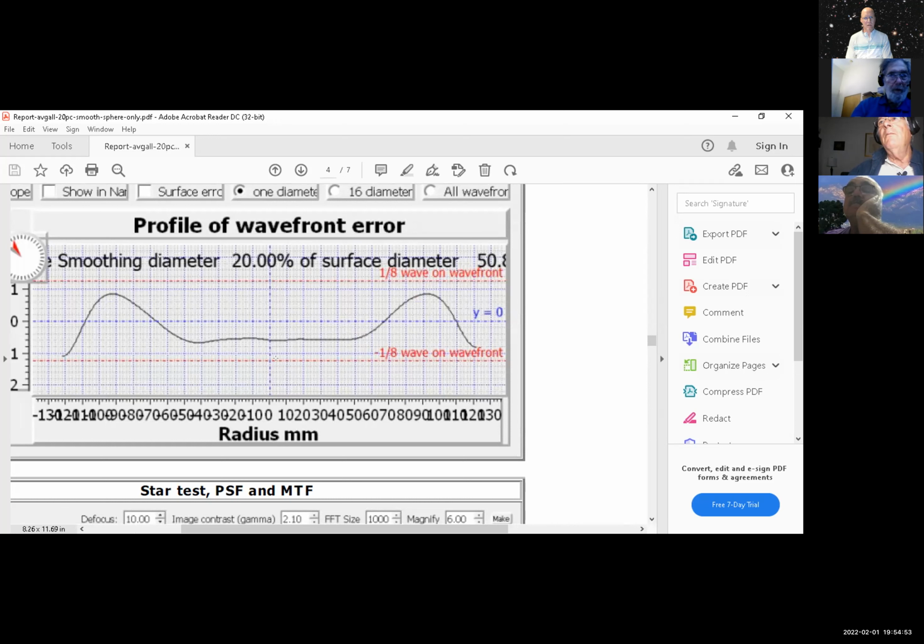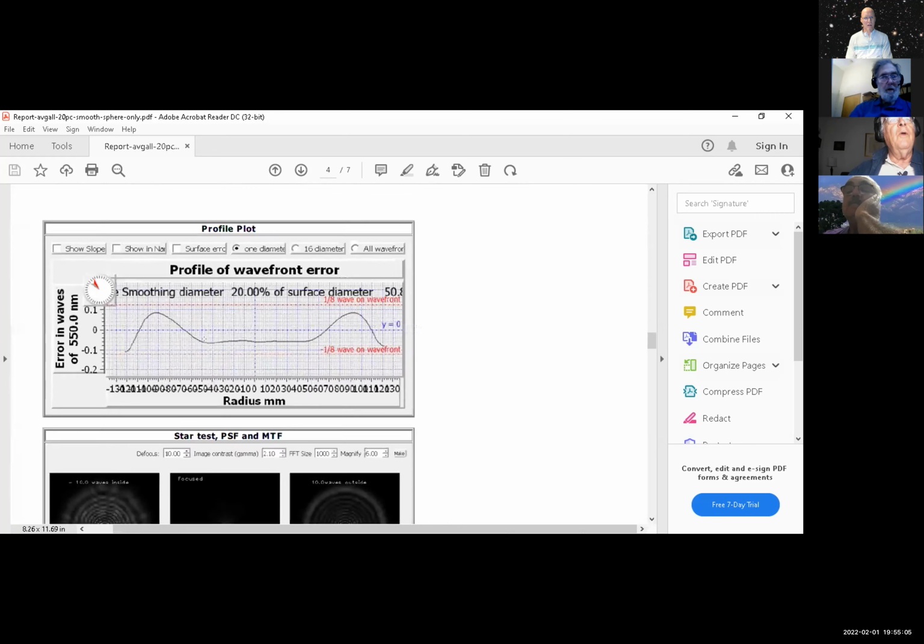Right, so you made it. Yeah, that's what were you looking for? We're looking for actually less than 1/8 of a wavelength. They're more like 1/16. We're looking for a straight line for a perfect Strehl ratio.